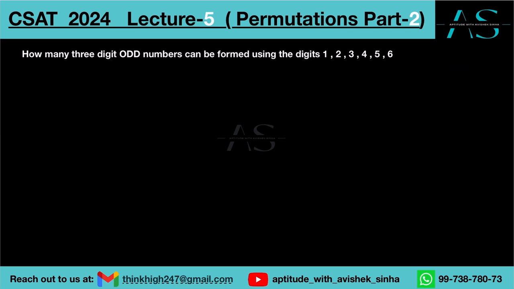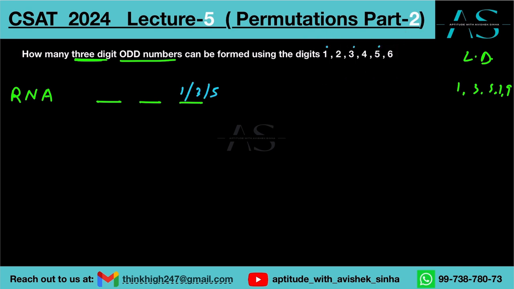We are looking out for 3-digit odd numbers. Any odd number will not have 2, 4 and 6 at the end. It will always have 1, 3, 5, 7 or 9 as the last digit. That is the basic rule of odd numbers. So repetition of digit is not allowed, and we are looking out for 3-digit numbers. So 1, 2, 3. Last spot can be filled with either 1 or 3 or 5. How many ways can this be done? You have 3 options here, so 3 ways.